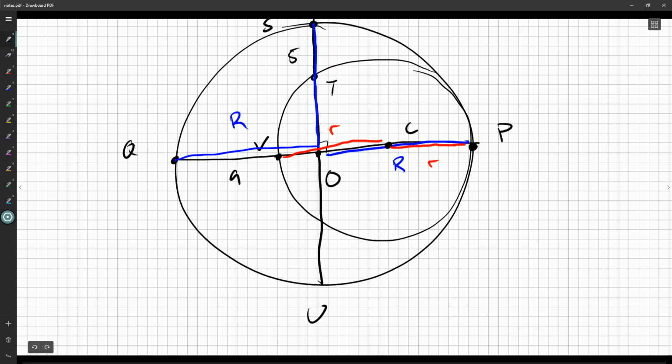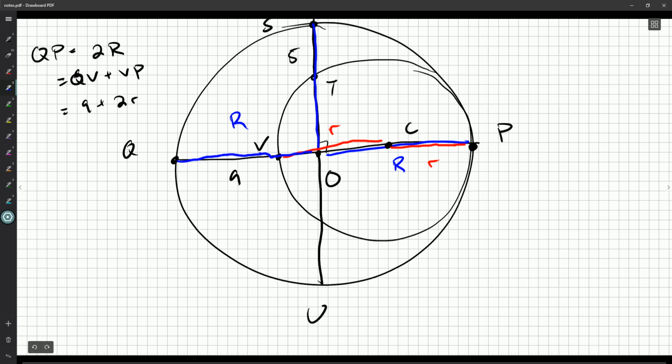What else can we see? Well, two of the big R's is QP. That's a diameter of the big circle. It's two of the capital R's, but that's also QV plus VP, and so that would be 9 plus 2 of the little r's. So that's kind of an interesting relationship. But what else can we do?